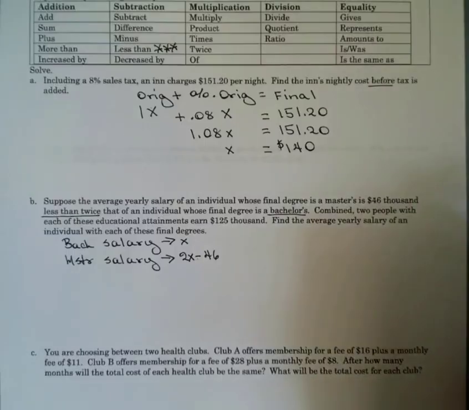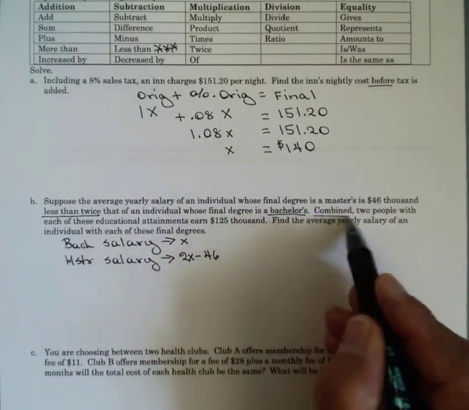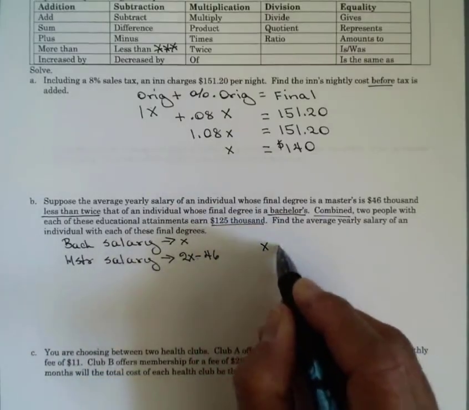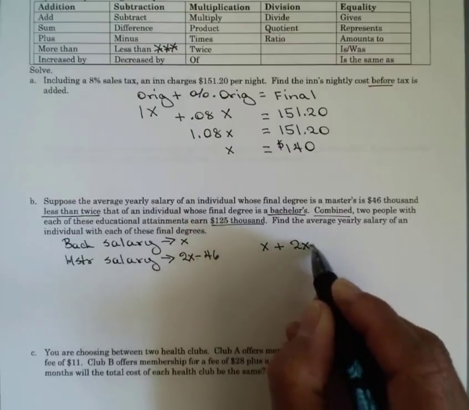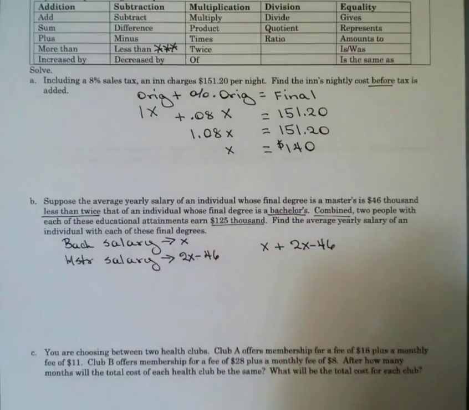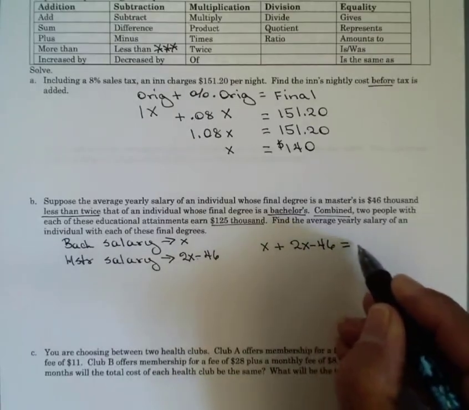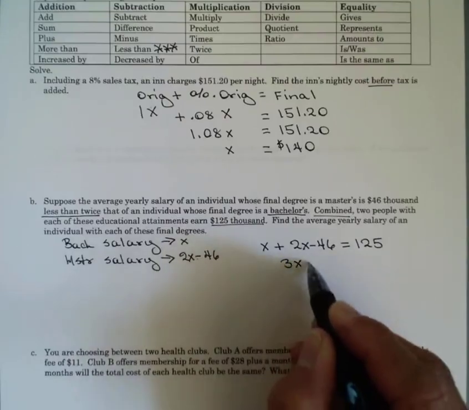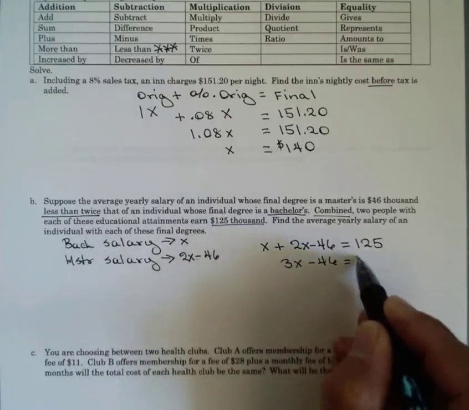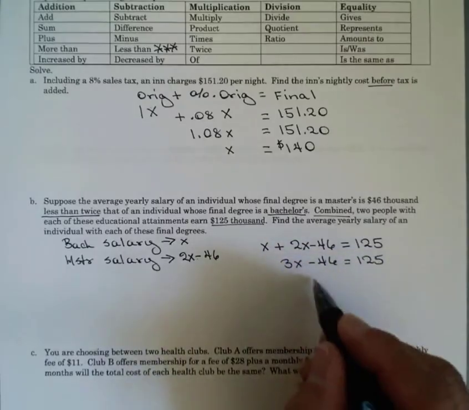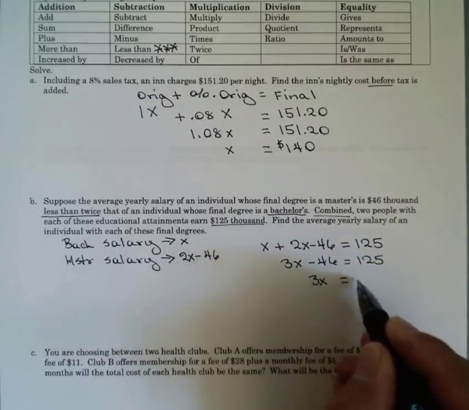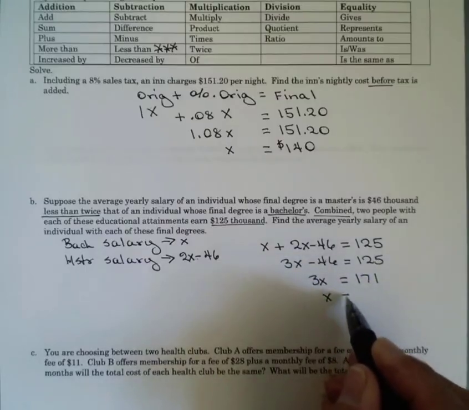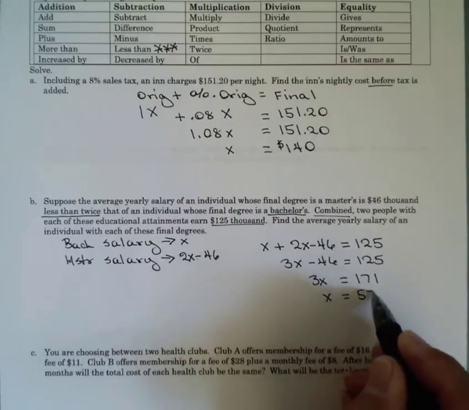Then what did they tell us? Well, they told us that if we combined these two, combined would say add them together, it'll be 125,000. So X plus the 2X minus 46, no need to put it in parentheses if I'm not distributing anything, is equal to 125. Simple equation now. Combine the X's. Add 46 to both sides. You're going to get 125 plus 46 is 171. And divide both sides by 3. And you're going to find that X is equal to 57.